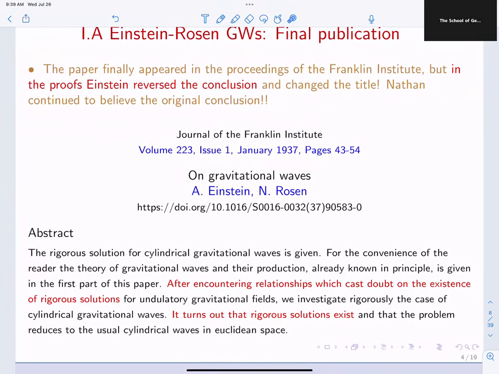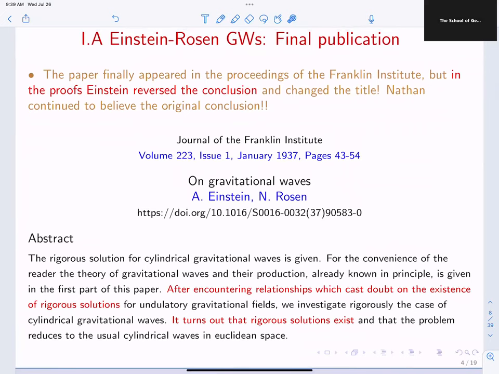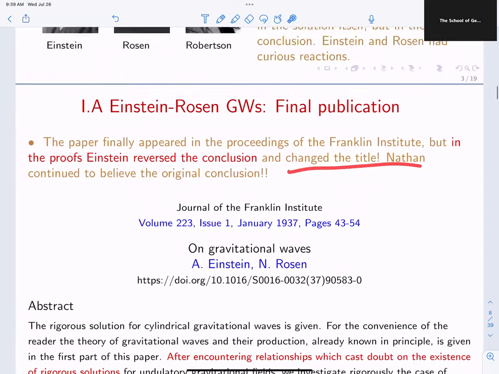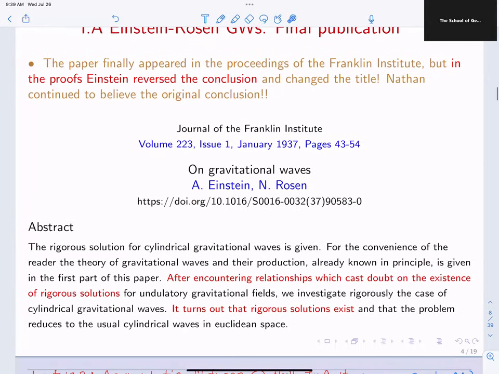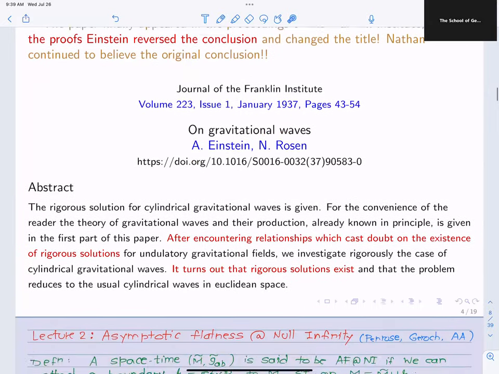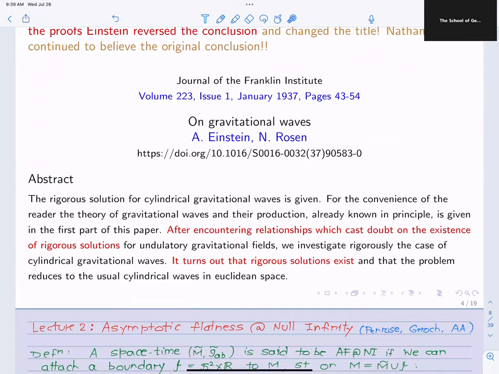So the paper, Einstein just withdrew the paper from Physical Review and submitted it to the Franklin Institute, where it was accepted at once. But in the proofs, Einstein reversed the conclusion of the paper and changed the title also. So the title was, "Do Gravitational Waves Exist?" And he submitted it to the Physical Review, and it was changed to, "On Gravitational Waves." And the abstract also changed, and now said that a rigorous solution of cylindrical gravitational waves is given.